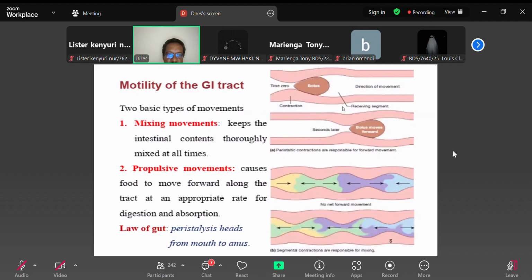So remember, motility of the GIT has two types. The mixing movement, which is local and mixes the food with the secretions. The second type is propulsive movement, also called peristalsis, which moves from the mouth to the anus. Good.